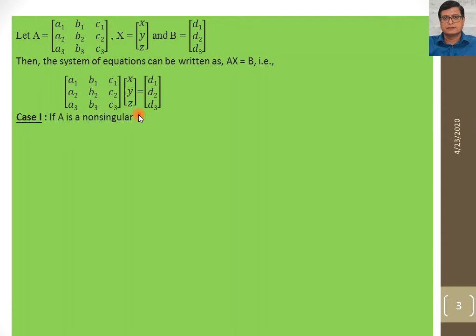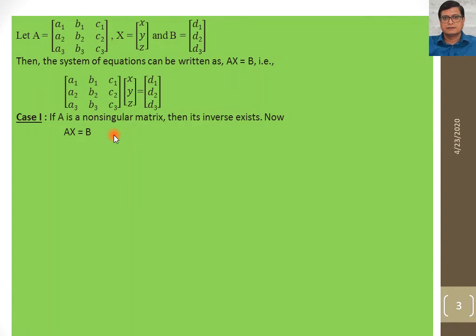So we have two cases. The first case: if A is a non-singular matrix. So what do we mean by a non-singular matrix? A matrix whose determinant is not equal to 0 is known as a non-singular matrix. If the value of the determinant of any matrix is either positive or negative, such a matrix is known as a non-singular matrix. If we have a non-singular matrix, then its inverse exists.